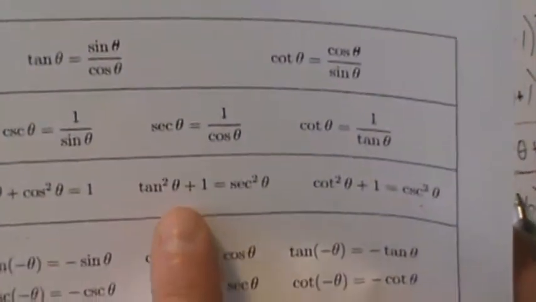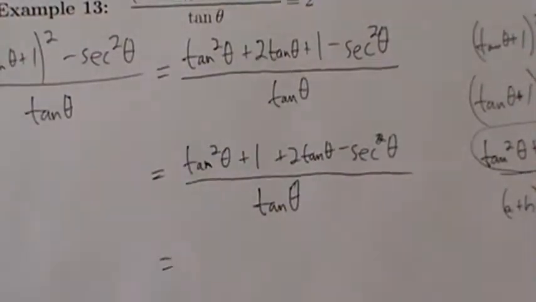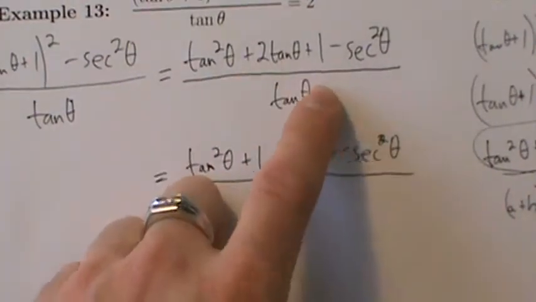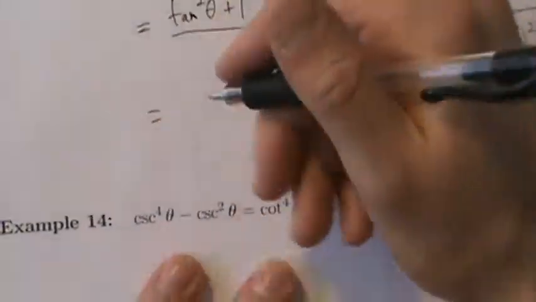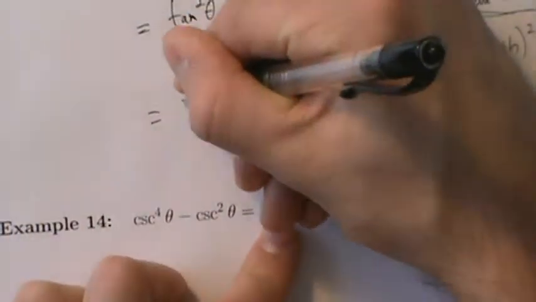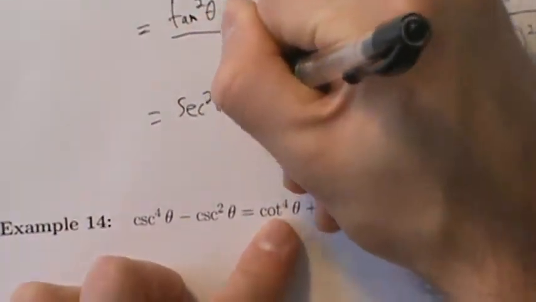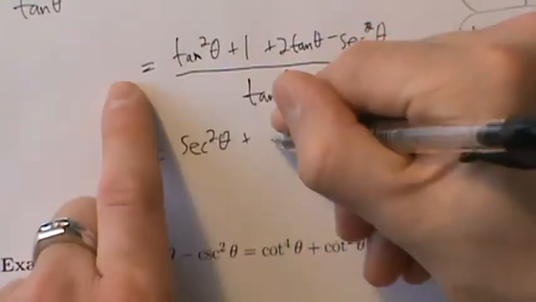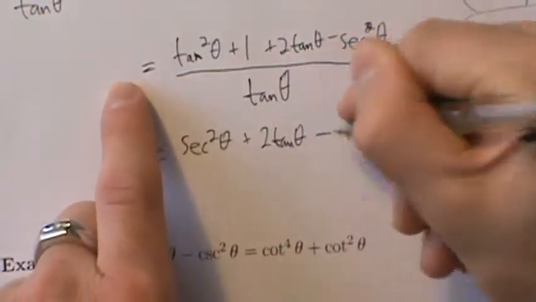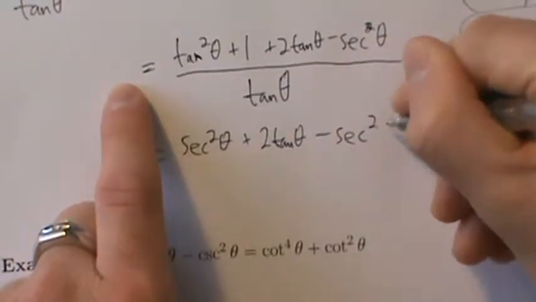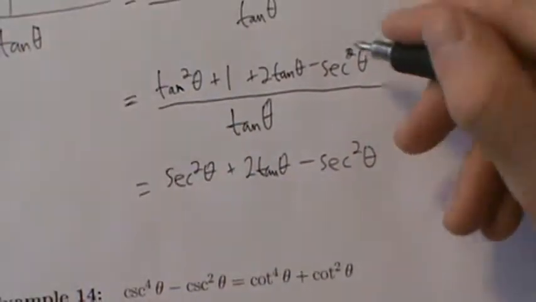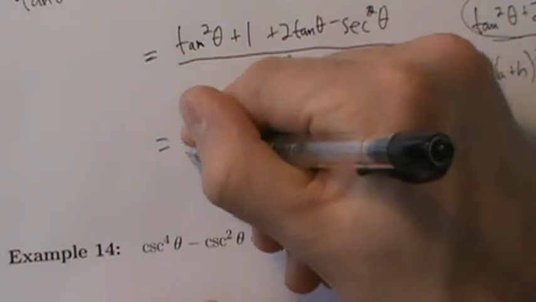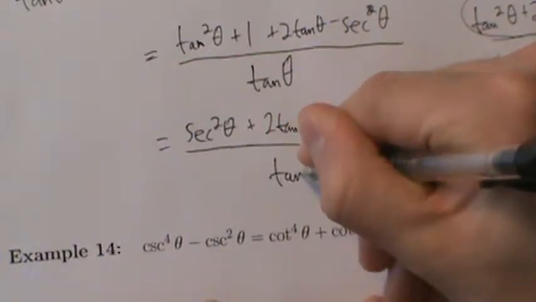We think about Pythagorean identities. I know tangent squared of theta plus 1 is secant squared. So here's a tangent squared, here's a plus 1, let me get them together. Tangent squared of theta plus 1 is secant squared of theta. So what's left is the 2 tangent of theta. And then we still have the minus secant squared of theta out here, and all divided by tangent of theta still.